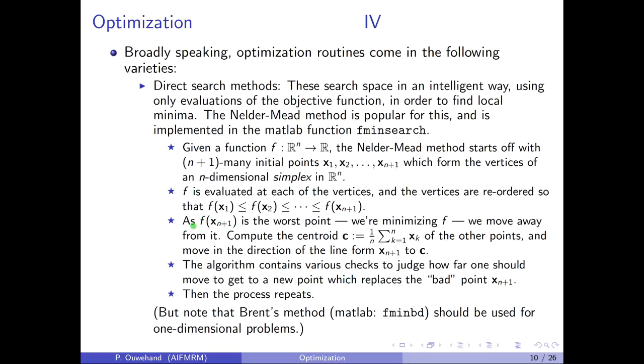Now, f of x_{n+1} is then the worst point, because we're minimizing f, and we want to move away from it. So we compute the centroid, which is essentially the average of the remaining points, and move in a direction along the line from x_{n+1} to c, away from x_{n+1}. This algorithm contains various checks to judge how far one should move to get to a new point, for example, whether one should contract or expand or reflect, but we won't discuss these here. The process is iterative. But note that Brent's method, MATLAB's function fminbound, should be used for one-dimensional problems as it is more reliable than Nelder-Mead in one dimension.